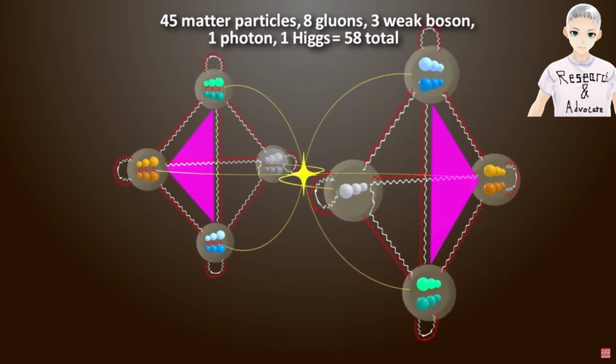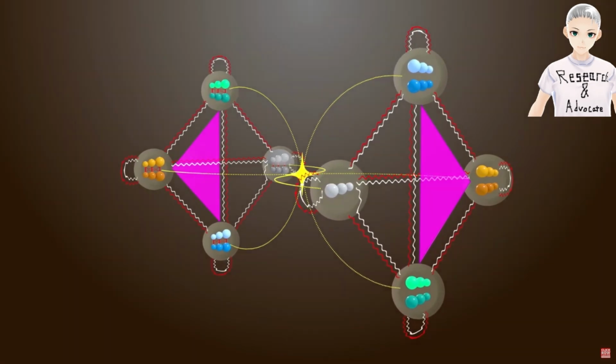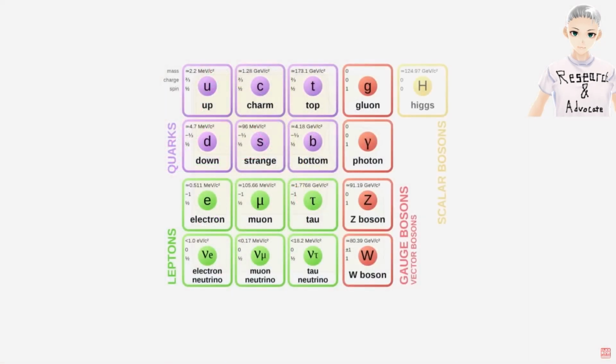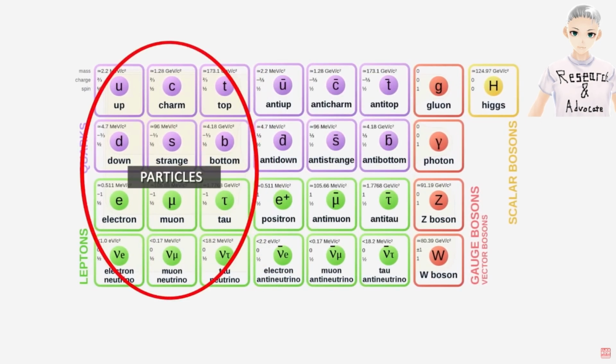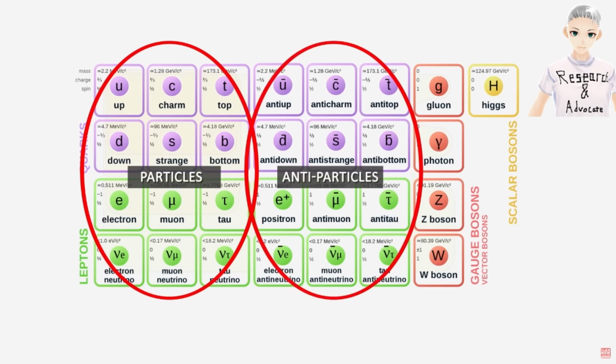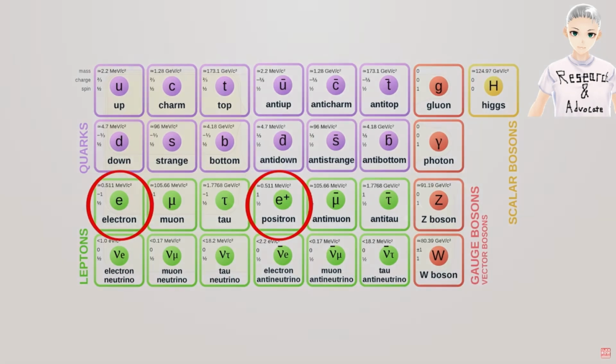This is a full picture of the standard model of particle physics. But you should know that this is not the end of the story. While we have 58 particles, we also have an equivalent amount of antiparticles. Antiparticles are generally the same as regular particles, except they have opposite properties, such as charge. So for example, the anti-electron, called a positron, has a positive charge, whereas the electron has a negative charge.